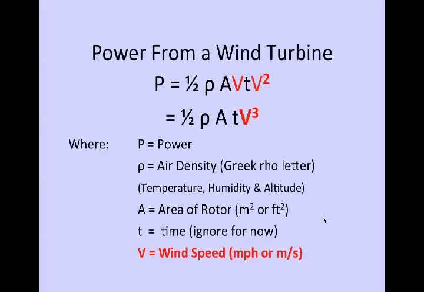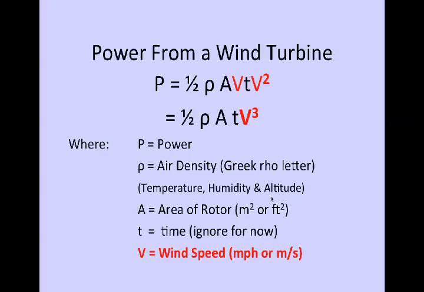So, power from a wind turbine. This is the formula, and these are the letters that we're going to use here. Capital P stands for power, and the Greek letter rho is going to refer to the air density. That is going to combine not only the temperature, but also the humidity and the altitude of where that wind is being measured. We also need to determine how much power we're going to get out of a turbine by the area of the rotor. That can be measured in square meters or square feet. And then finally, we have to look at the time period. We're going to ignore that for a little while. Notice I've got the wind speed in red.